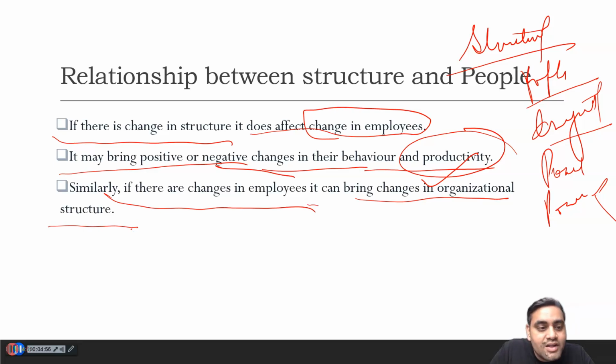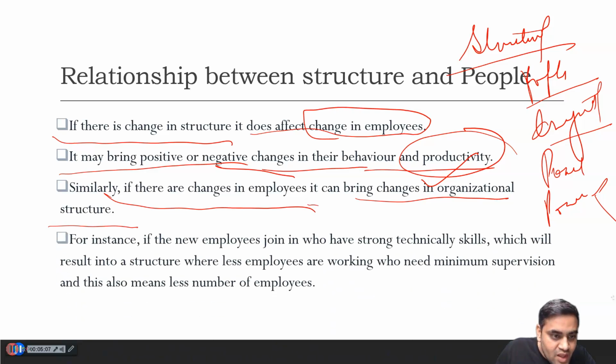So we need to understand it's a vice versa relationship also, because if you bring any kind of change at the employee level, there will be certain changes at the structure level also, right? We need to understand this also, and we can take an example. What example can we take over here?